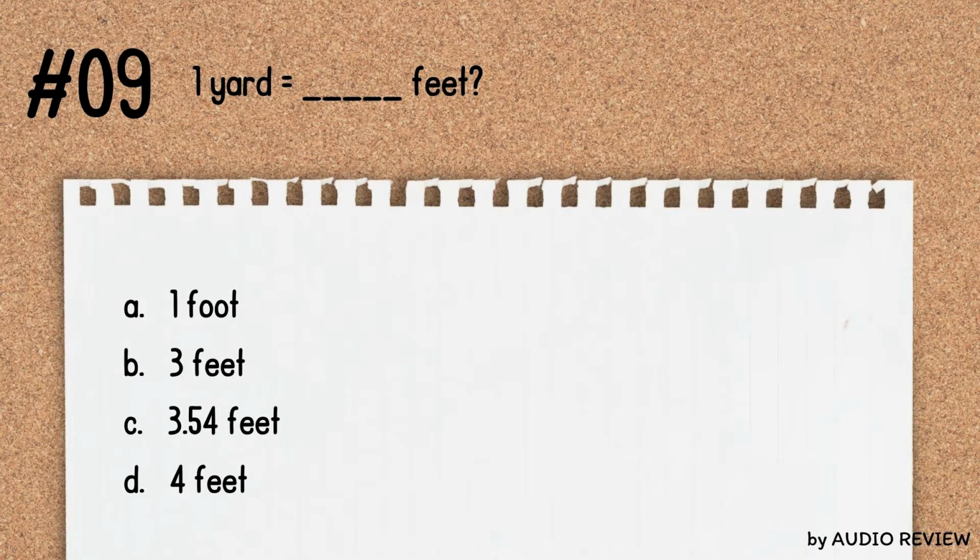Question number 9. 1 yard is how many feet? A. 1 foot. B. 3 feet. C. 3.54 feet. D. 4 feet. The answer? It's B. 3 feet. Remember that 1 yard is 3 feet.